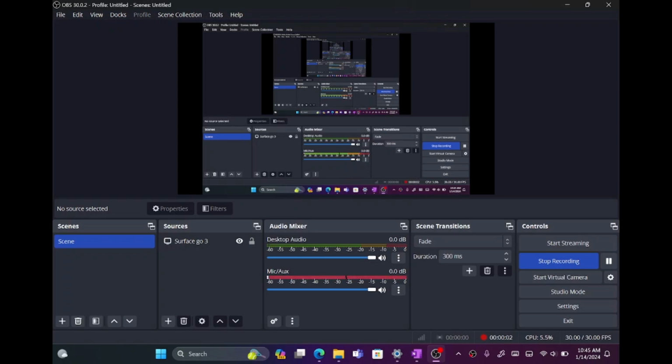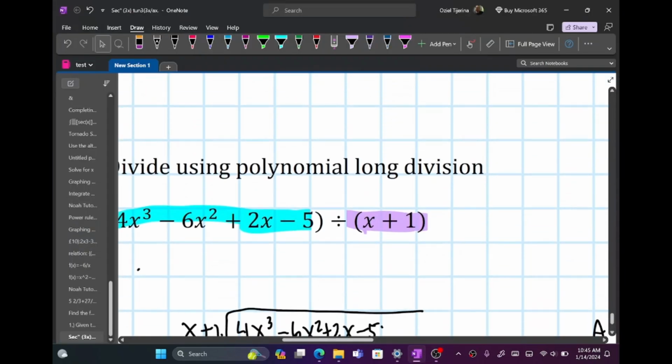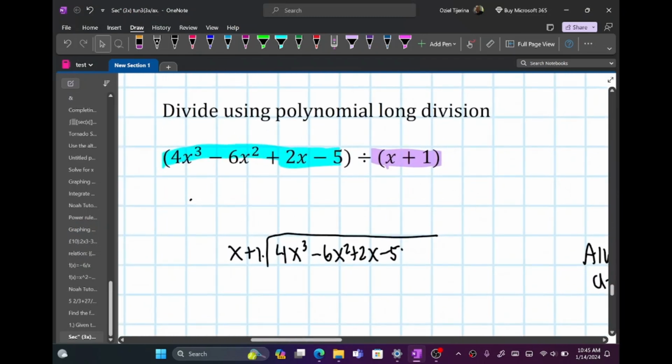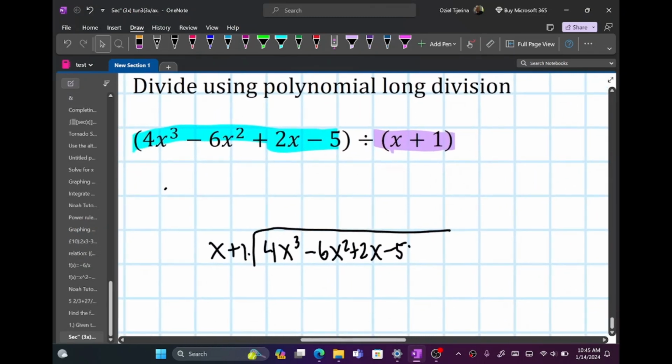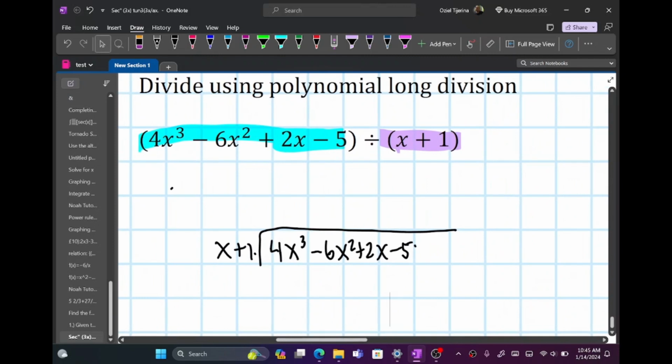Alright, so hi guys. In this video, I want to go over this problem. It says divide using polynomial long division. Now, we're just going to go ahead and get into this.